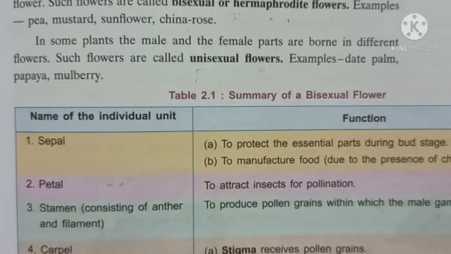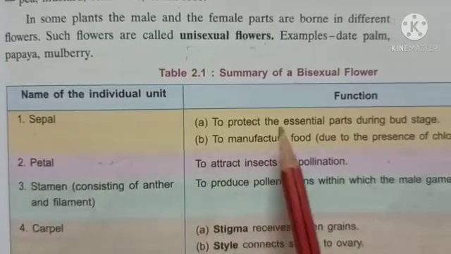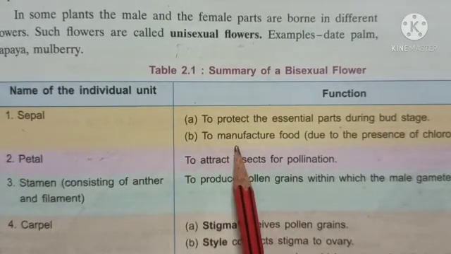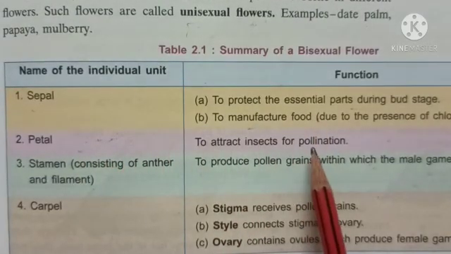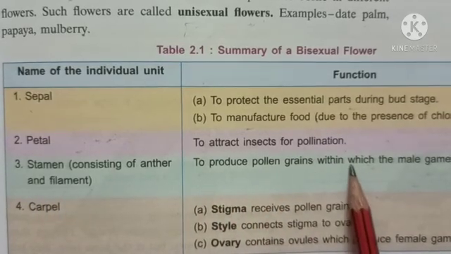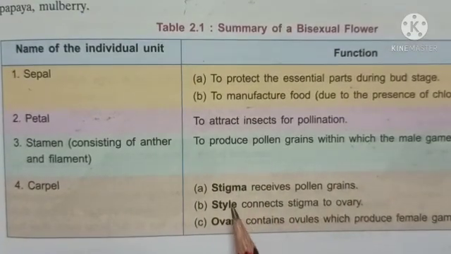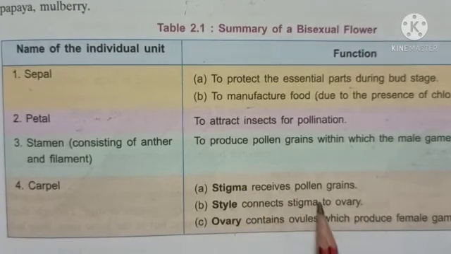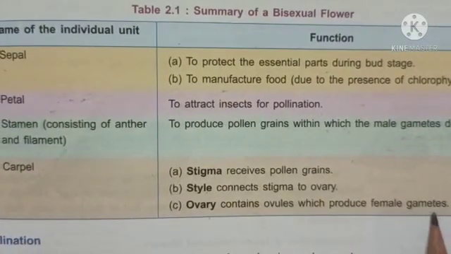Now here is the summary of these bisexual flowers. What are the functions of these parts? Sepals protect the essential parts during bud stage and help in manufacturing of food because they are green in color. Petals attract insects for pollination, while stamens produce what? Pollen grains within which the male gamete is present. And carpel has three main parts: stigma, style and ovary. Stigma receives pollen grains, while style connects stigma to ovary, and ovary contains ovules which produce female gamete. Right?